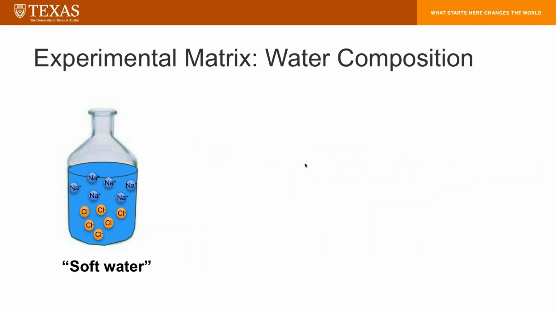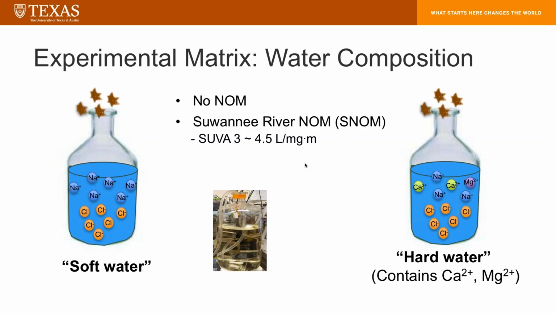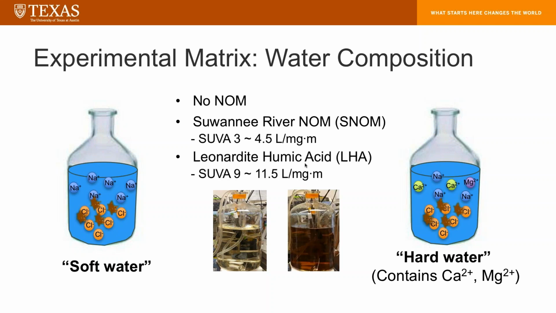Here's the experimental matrix, water composition. I use two different types of base solution, one called soft water and the other called hard water. Soft water and hard water both contain sodium and chloride, but hard water also contains some calcium and magnesium. Also, I run the system with no NOM condition, with Swanee River NOM, which has a SUVA number of 3 to 4.5, and also I add leonardite humic acid, which has a SUVA number of 9 to 11, indicating that it is more hydrophobic than Swanee River NOM.